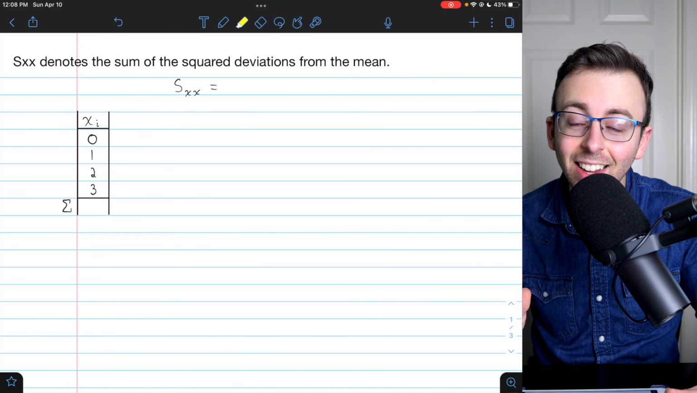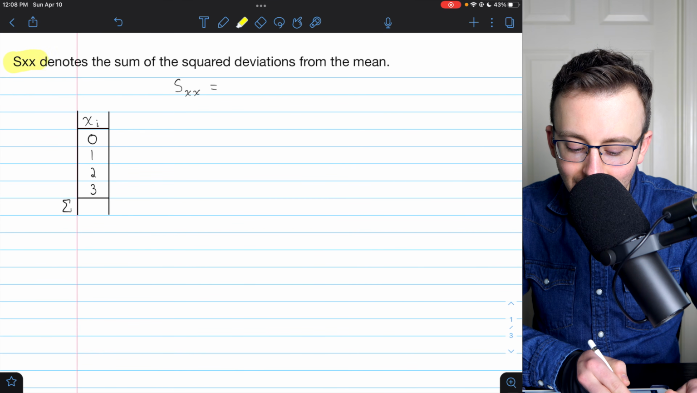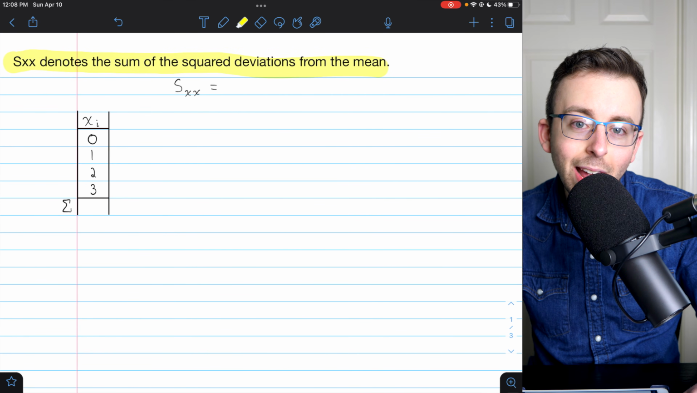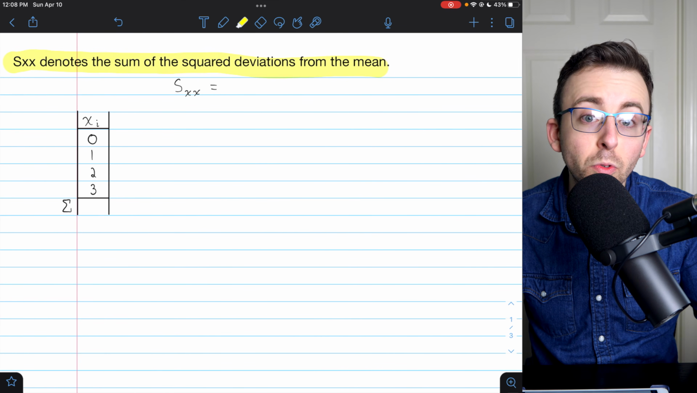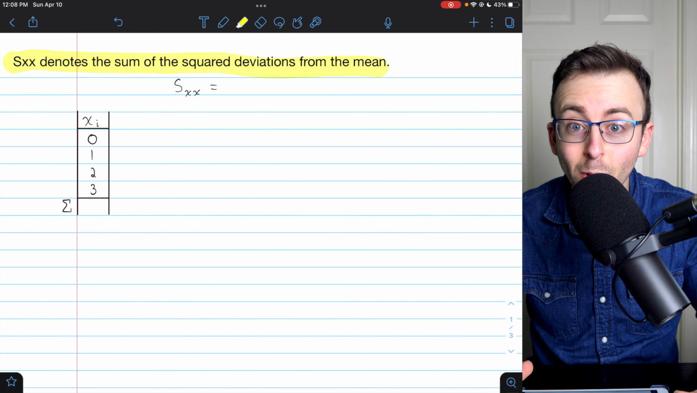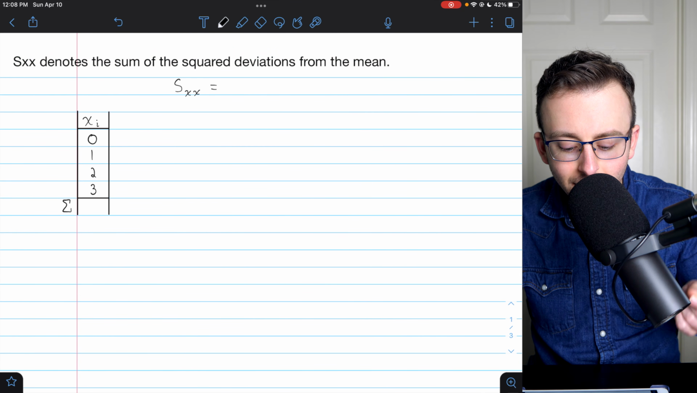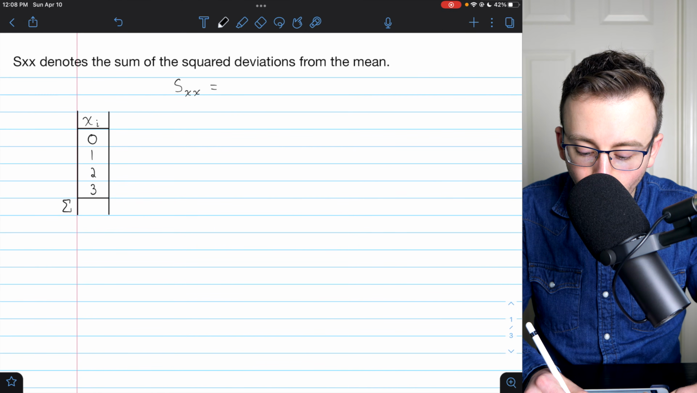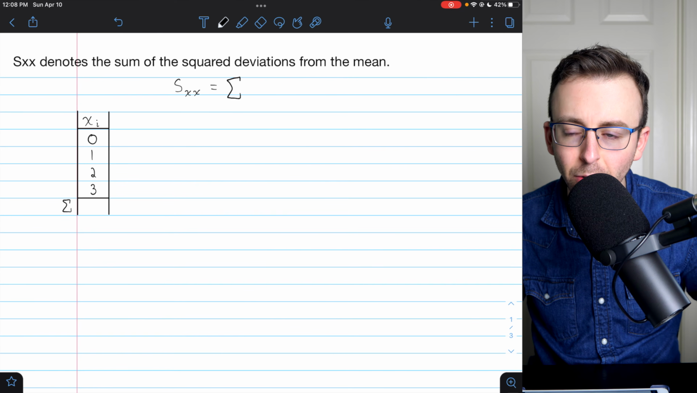Why is SXX useful at all? Well, SXX is the sum of the squared deviations from the mean. Now, if you can remember those words, you should be able to construct the formula from scratch. Let's go through it. SXX is the sum, okay, so we're going to need a sigma in order to add up over all the data values.